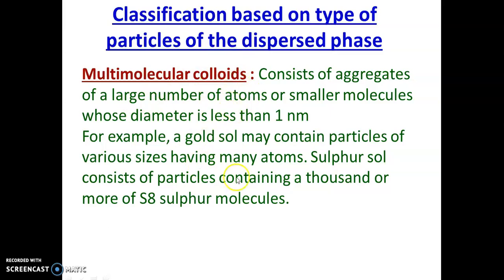So multimolecular colloid का example हम ले सकते हैं S8, in which 8 molecules of sulfur get aggregated together to form a large size molecule, and this molecule comes in the range of colloidal. So this type of colloid is multimolecular colloid.